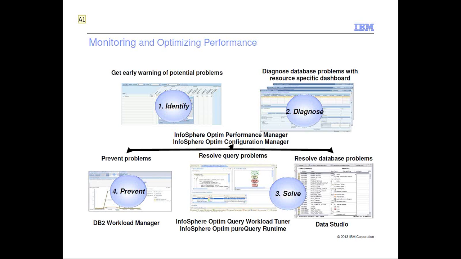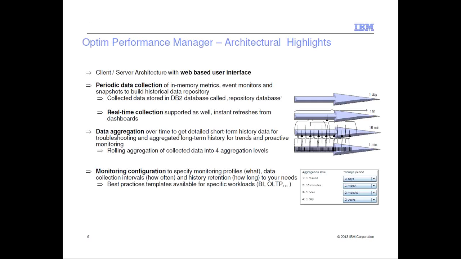So let's try to understand the architecture highlights of Optim Performance Manager and what it brings to the table. Starting with OPM 4.1 version, we have moved to a client-server architecture which has a web-based user interface. The current version of OPM is 5.2 and version 5.3 is releasing in a couple of weeks along with DB2 Kepler.